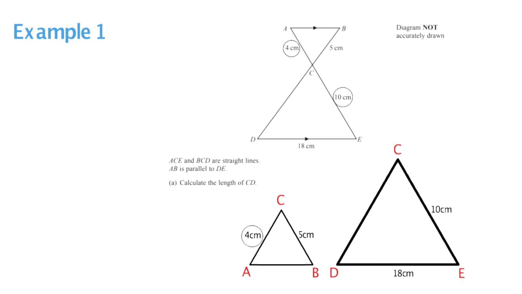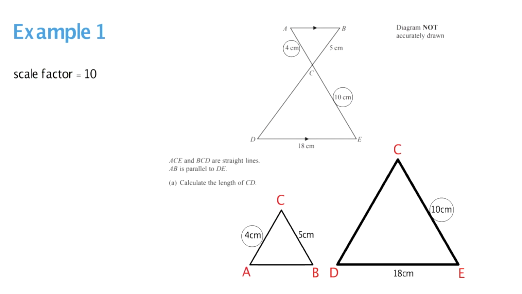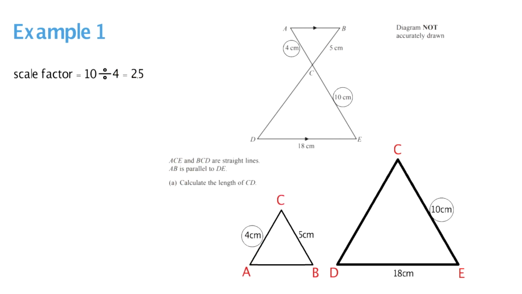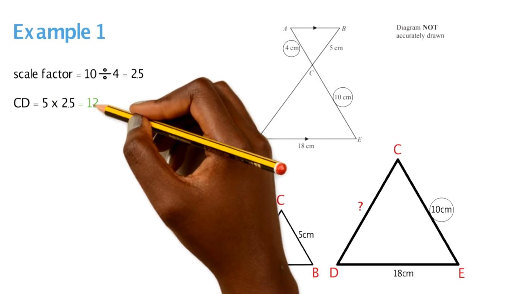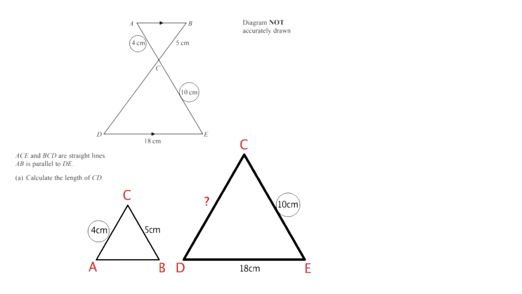To work out the scale factor, we would do 10 divided by 4. The reason we're doing that is because CD is the length we're trying to work out, and that's technically the second shape. Whatever you're trying to work out, we identify as our second length. So that's 10 divided by 4, which gives a scale factor of 2.5. Do 5 times 2.5 and you've got 12.5 centimeters. That's it.